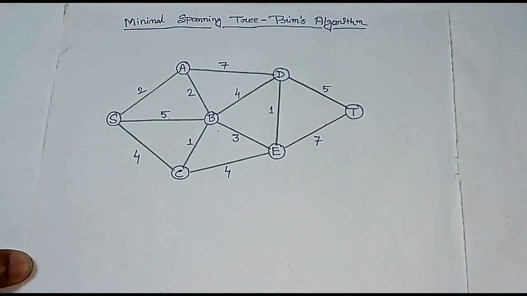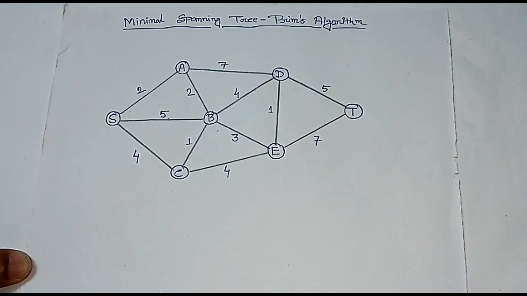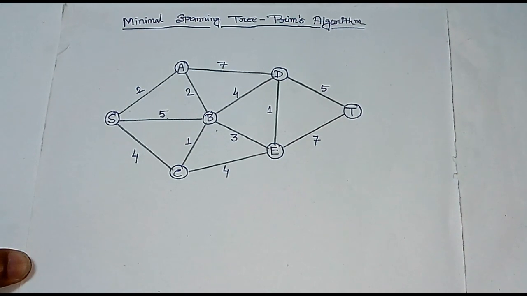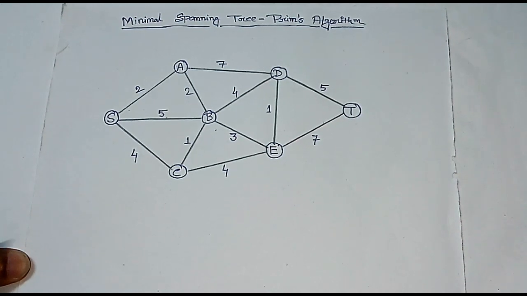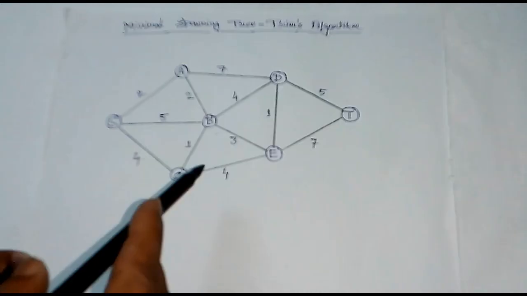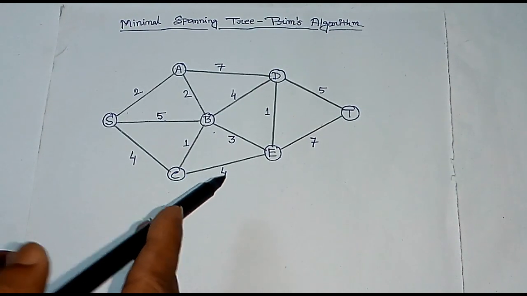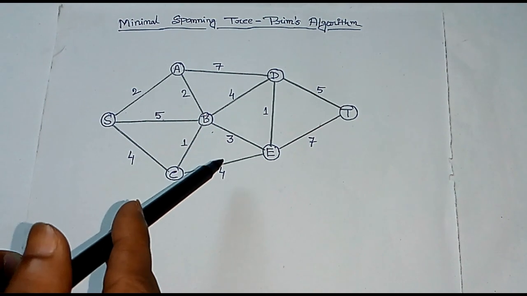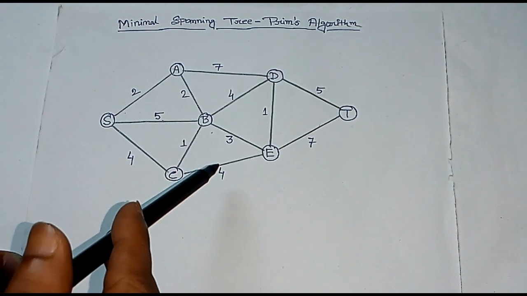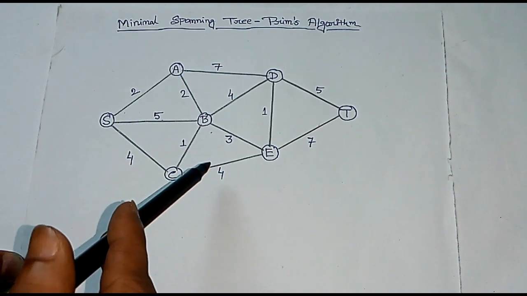Hello everyone, in this problem we shall find a minimal spanning tree of a graph by Prim's algorithm. Suppose this is the graph given and we have to compute a spanning tree with minimum length, and we know that a tree is a graph which contains no cycle and which is a minimally connected graph.